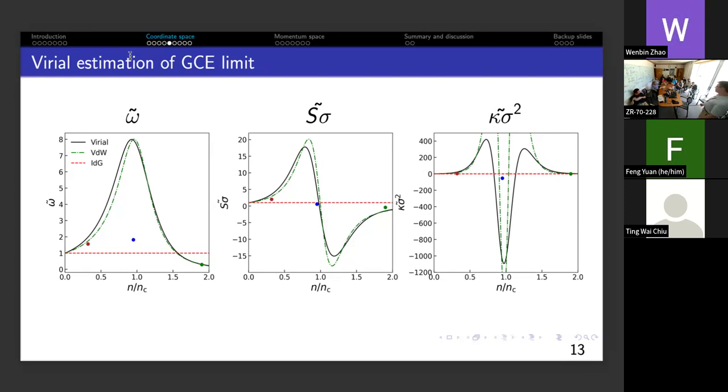Except at large density. I'm not talking about critical density. Yeah, at large density everything is suppressed. But that's important. Yeah. Size, right?